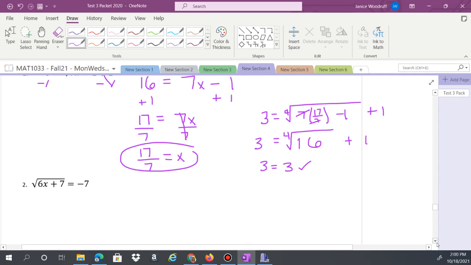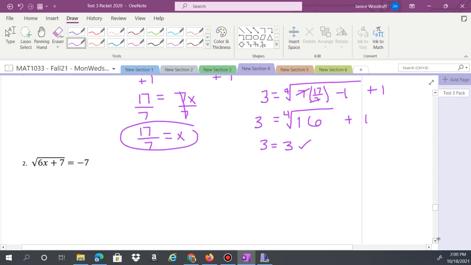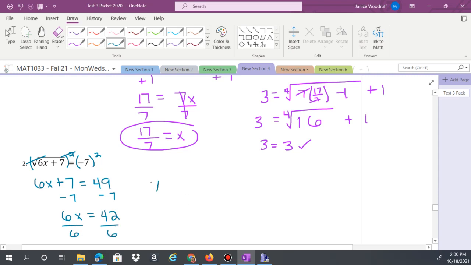All right, number 2. Looks like I don't have anything to isolate, so what am I going to do first here? Square both sides, yes. Square both sides. Square undoes the square root. This is 6x plus 7 equals negative 7 times negative 7, positive 49. And we're going to solve for x. We're going to subtract 7. We're going to get 6x equals 42. Divide by 6. X equals 7.